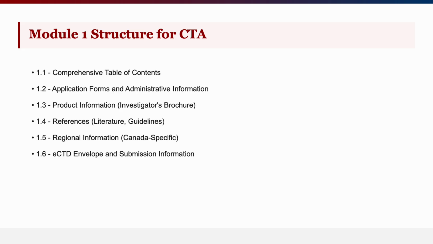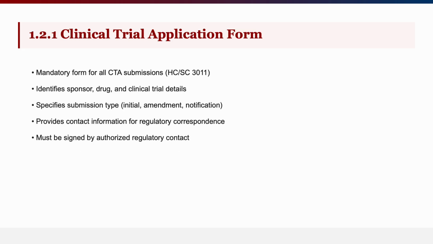Each of these sections has specific Health Canada requirements, and we're going to examine the most important ones in detail throughout this lecture. The Clinical Trial Application Form, also known as HC/SC 3011, is the cornerstone of your CTA submission to Health Canada. This form is mandatory for all clinical trial applications.